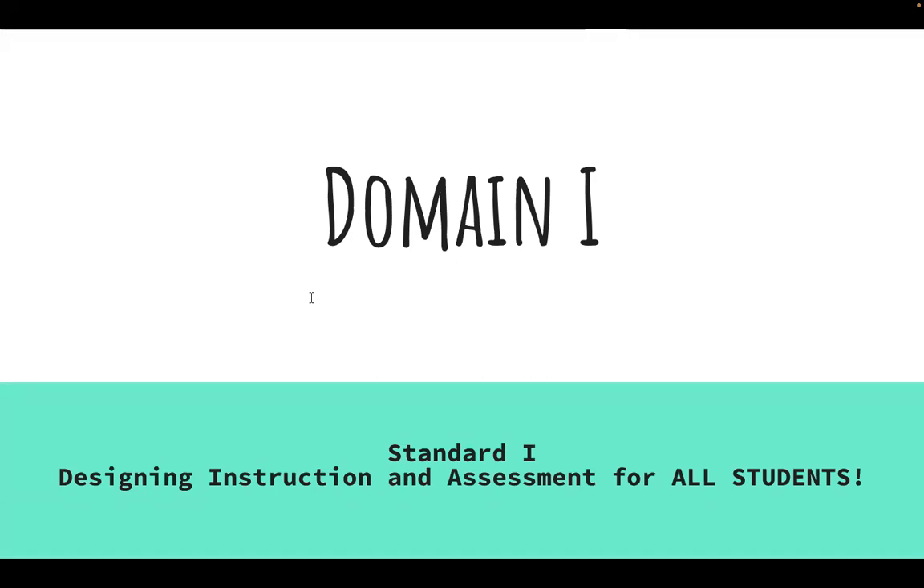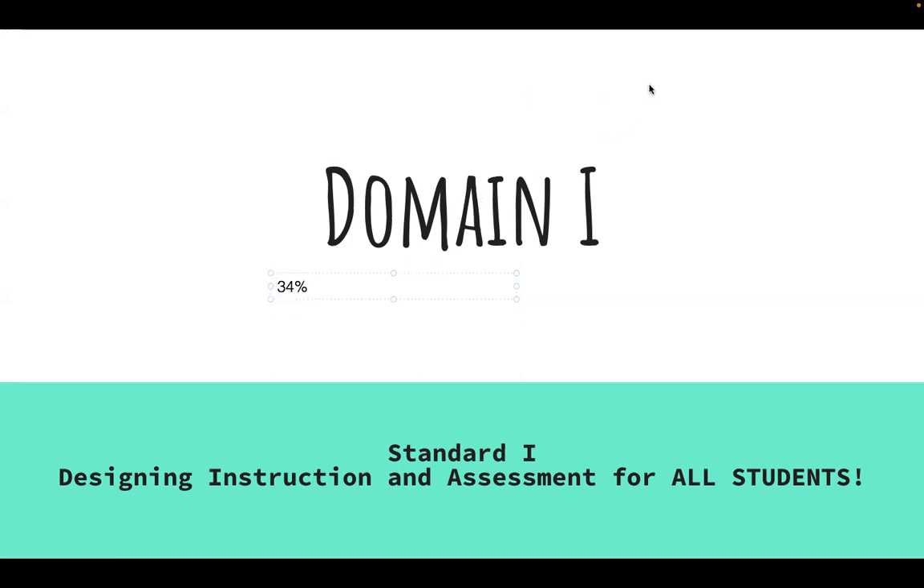All right. Domain one. Domain one accounts for 34% of our exam, and it's all about designing instruction and assessment for all students. That's the overarching point, and it's standard one, 34%. You're designing, planning instruction and assessment that is effective for the promotion of all students' learning, all students' mastery. And so this one is worth 34%.